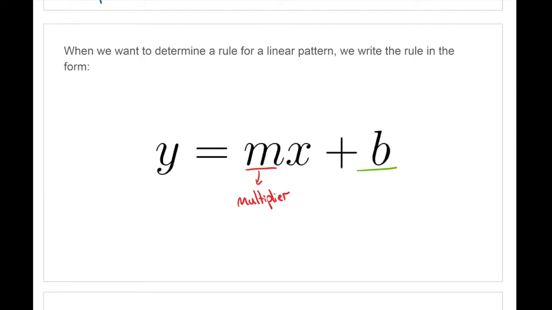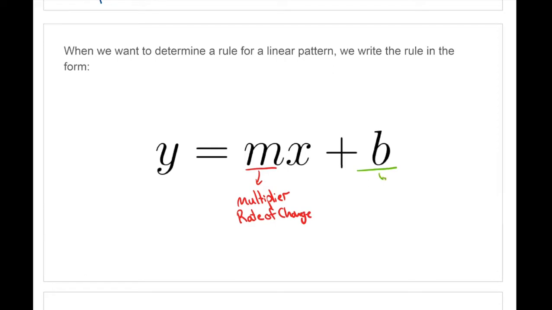Now it makes sense on a couple of fronts. One, m starts with m for multiplier. Also, it is the only value that is multiplying in our rule. You see it's joined with this x, so it's multiplying. So m is our multiplier. We also now know it as our rate of change, or ROC.